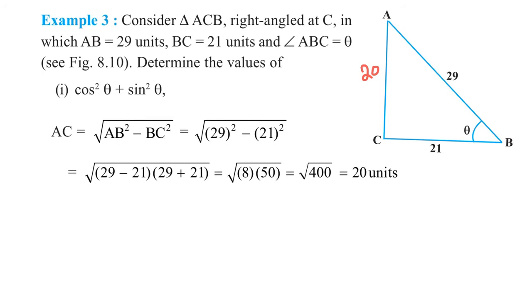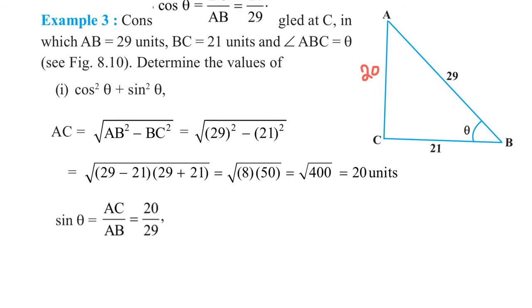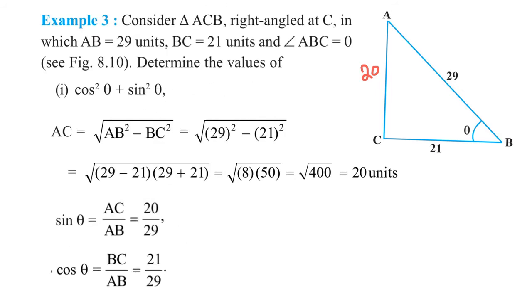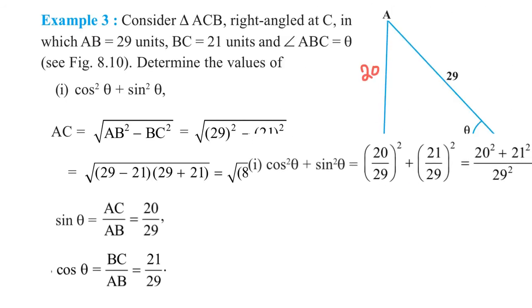So once we know AC, can we now find out what sine theta is? It's going to be opposite over hypotenuse. Opposite of angle B is 20 and hypotenuse is 29. What will be cosine theta? Adjacent over hypotenuse. Adjacent is 21, hypotenuse is 29. Therefore, what is cosine squared theta plus sine squared theta going to be? Take these values and square them, simplify, and what do you get?